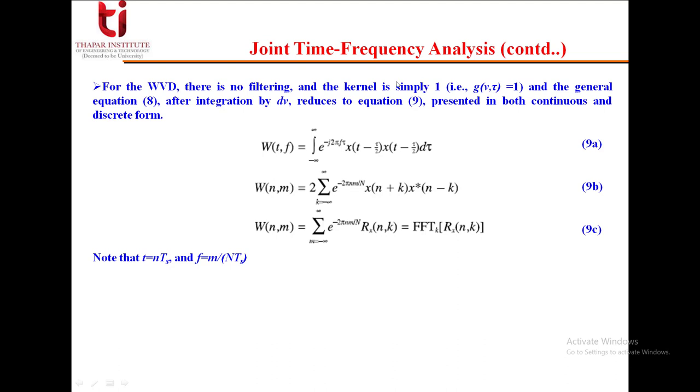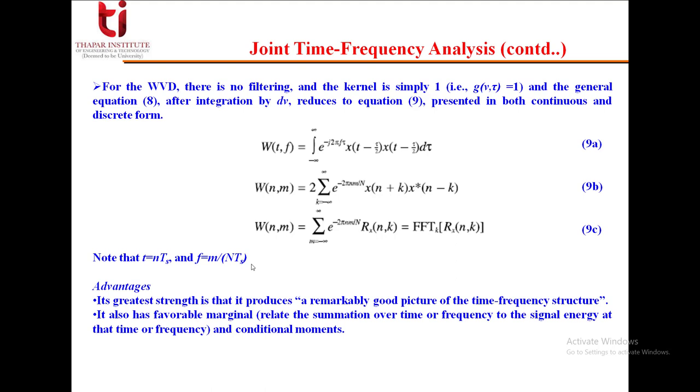And the general equation 8, after integration over v, reduces, as you can see, to equation number 9, in the continuous as well as the discrete case. So we can write it like this. Here t is equal to n times ts and f is nothing but m by n times ts.